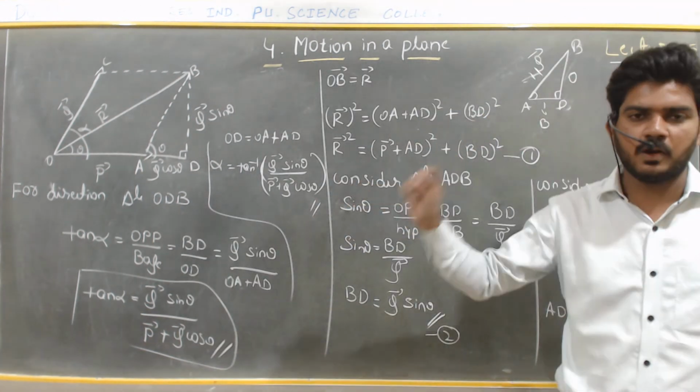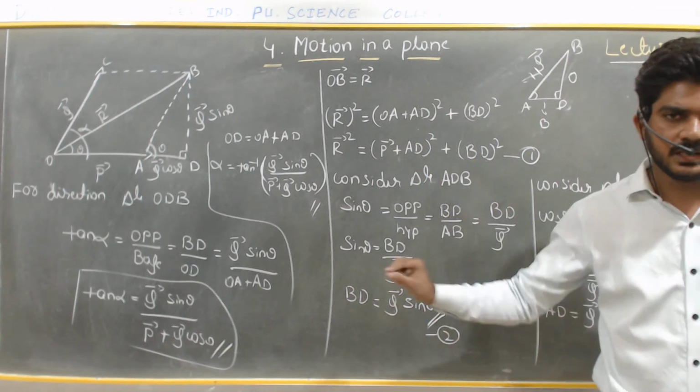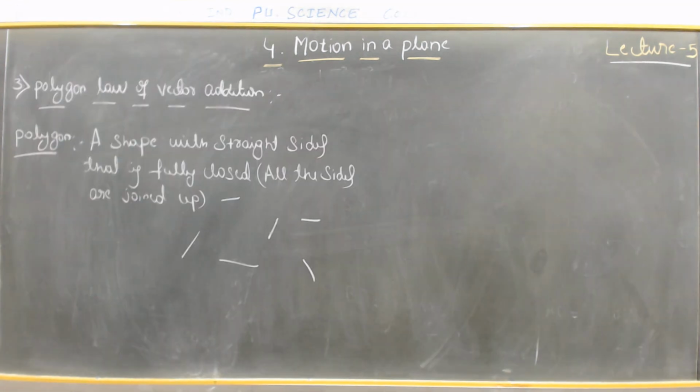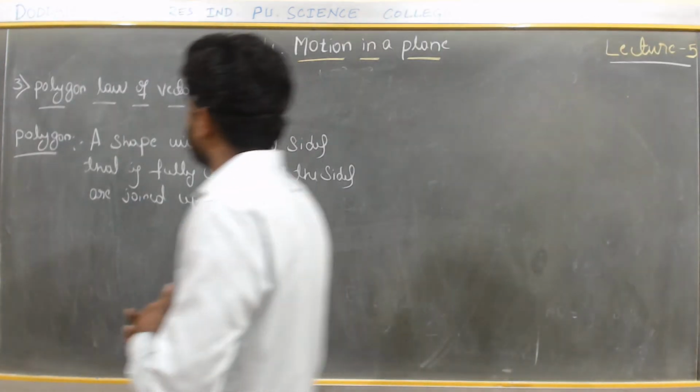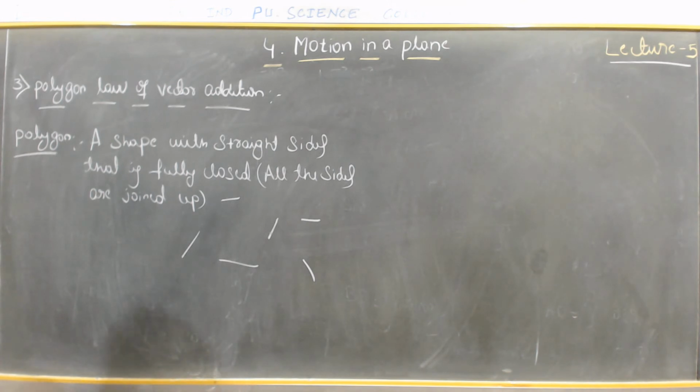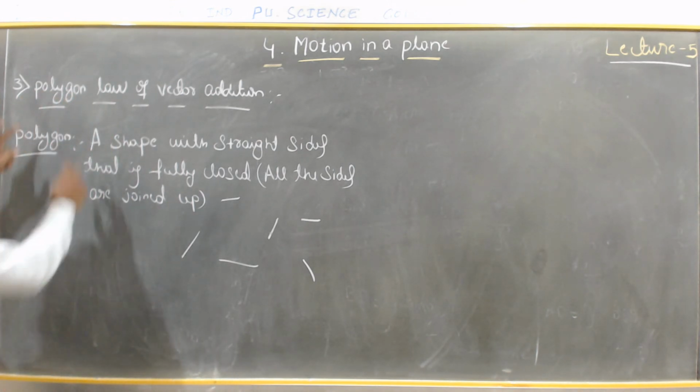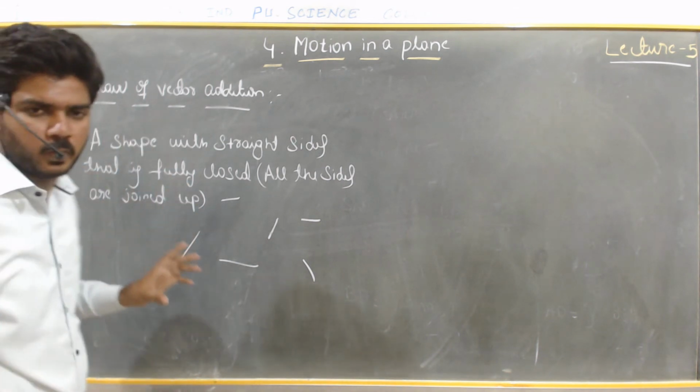So this completes the second law of vector addition, which is the parallelogram law of vector addition. Another one we have is the polygon law of vector addition, that we will study here. Yes, next, this is the last one in addition of vectors, which is the polygon law of vector addition. Before that, first we need to know what is meant by polygon.